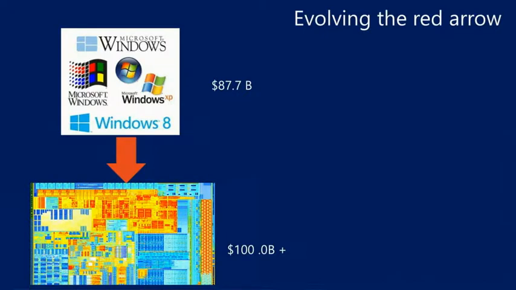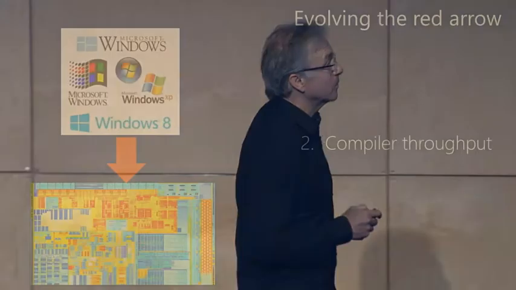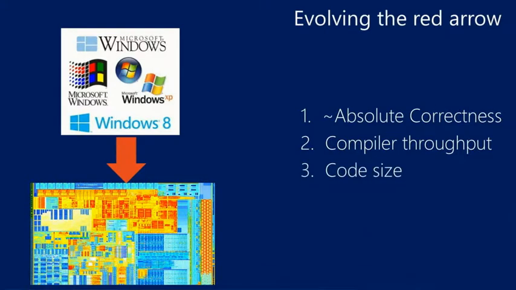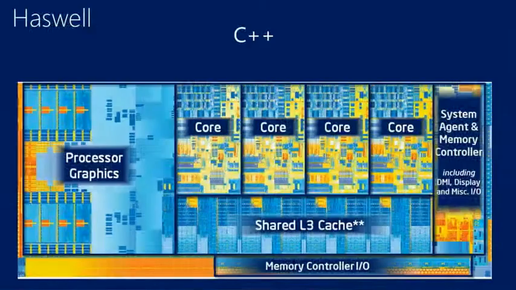And that red arrow really is important, especially to this company. So if I talk about evolving the compiler, we really care about compiler throughput, absolute correctness. Now, I just wanted to see if anybody was awake. All right, so everybody's still with me. Code size is a really big deal. And then code quality. So that's really what that red arrow is all about.